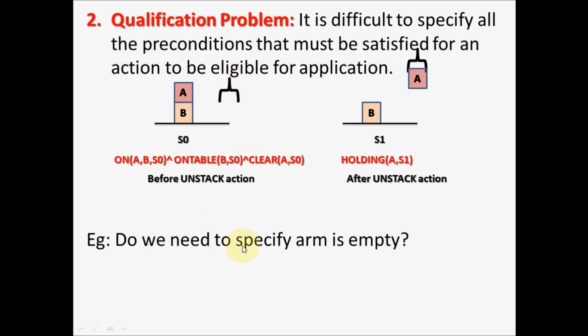So do we need to specify that the arm is also empty as part of the precondition, right? So this is an issue. This is called the qualification problem. So all preconditions cannot be specified. It is difficult.